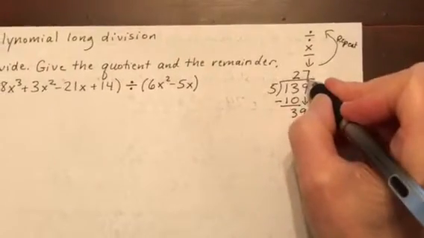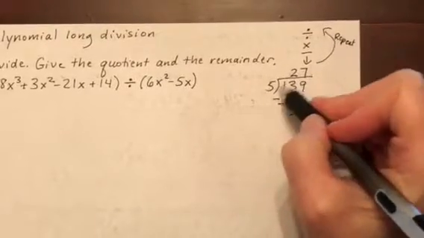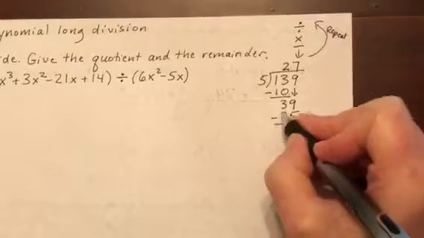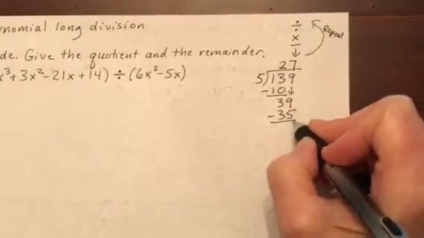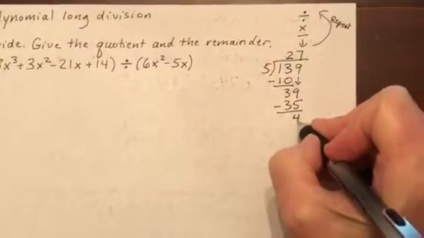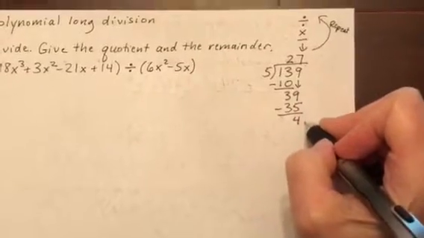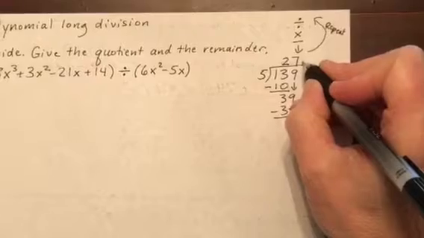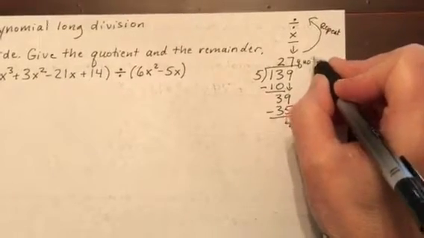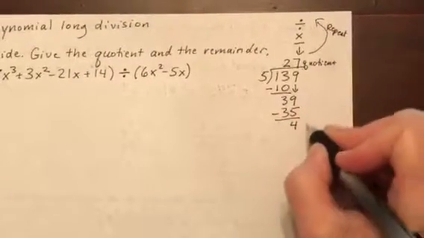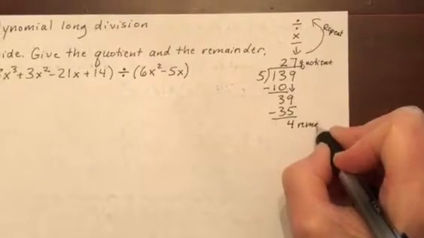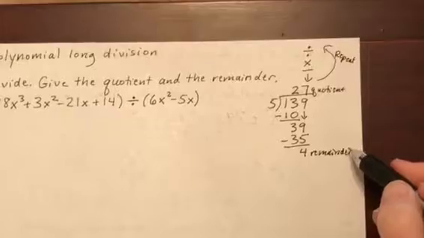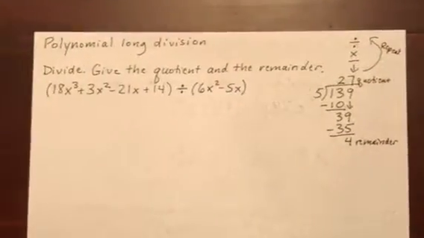So I write that up here, and then I multiply 7 times the 5 is 35, and then I subtract. 39 minus 35 is 4. There's nothing left to bring down, and so that means I'm done. So this part here, the 27, is called the quotient, and this 4 is called the remainder. We will be looking for these same two parts in our answer when we do polynomial long division.